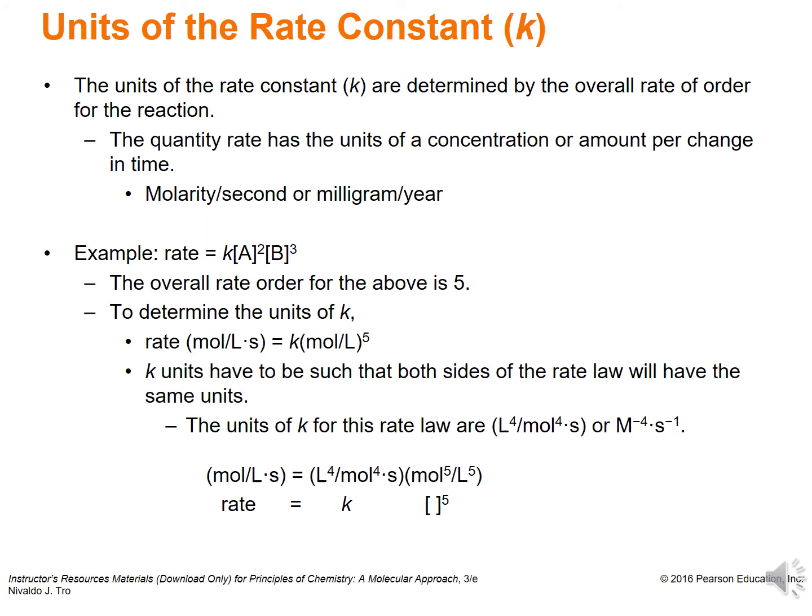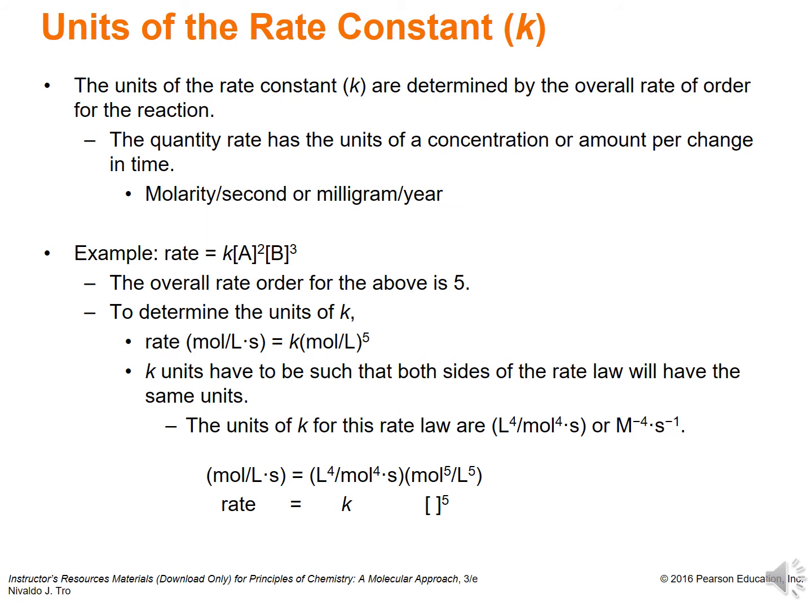Those get determined by the overall order of the reaction. So the quantity rate has units of concentration or amount of change per unit time. For chemists, we tend to focus on molarity per second, so molar per second tends to be our units of rate. But you could also think about milligram per year for, I don't know, something like a nuclear reaction. But we tend to focus on the molar per second end of things.